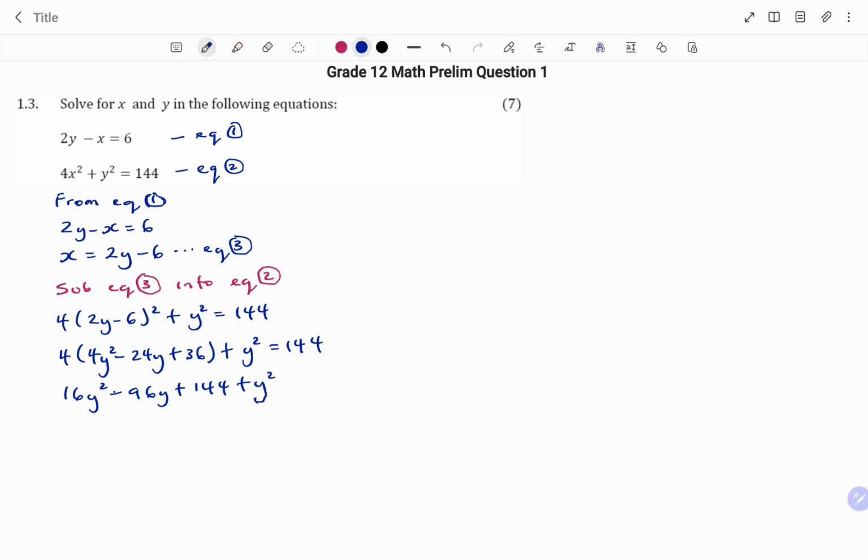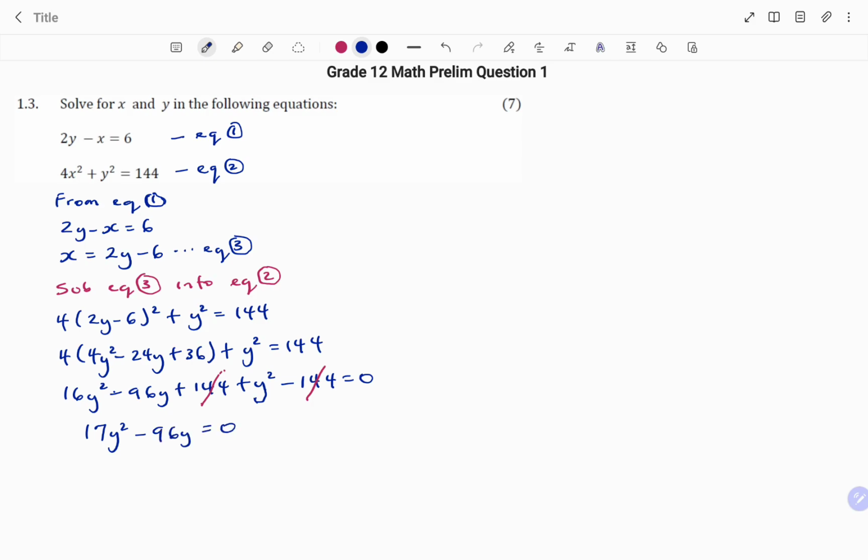And taking my 144 to the left hand side, I have minus 144 is equal to 0. 144 plus 144 minus 144, that's 0. And putting my new equation together, I have 16y squared plus y squared. That will give me 17y squared minus 96y equals 0.